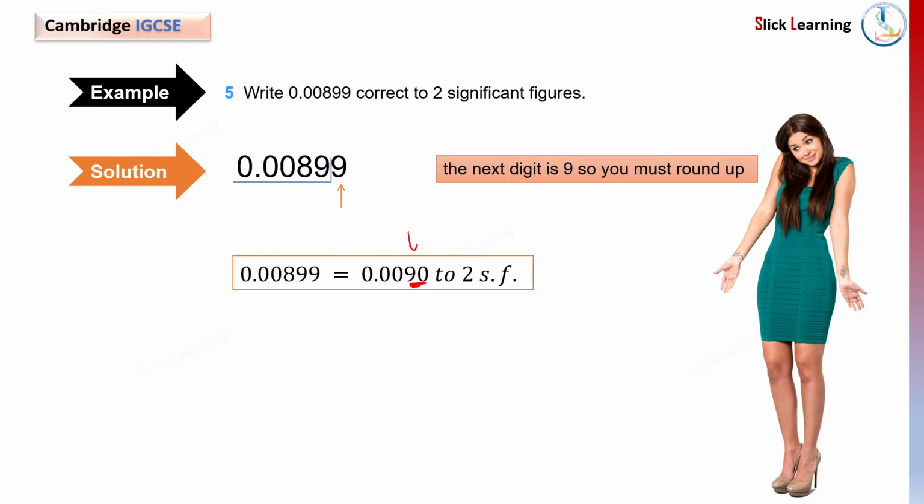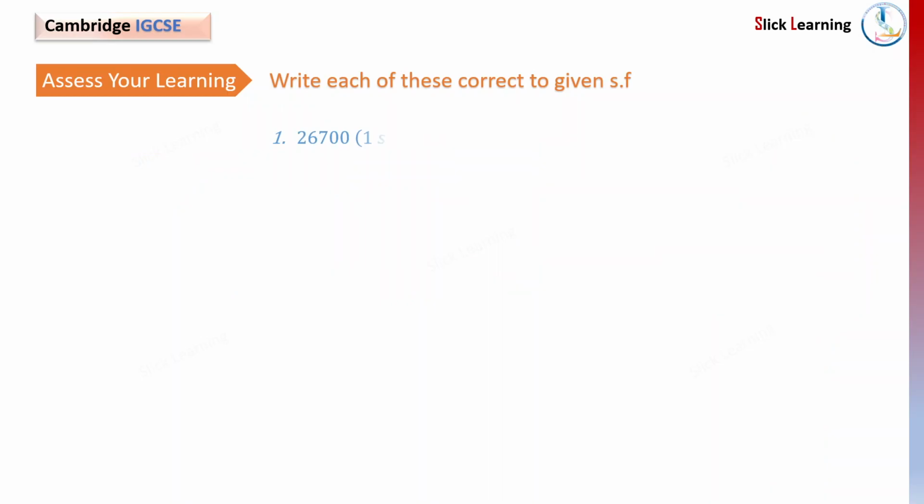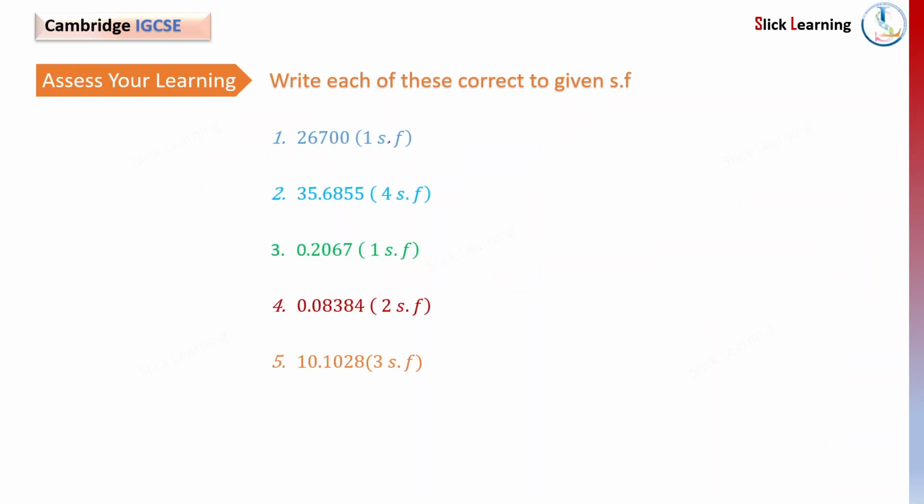So this is the end of the significant figure concepts. Here we have some examples or exercise questions with which you can assess your learning so far. You can solve them, and in the brackets it's mentioned up to how many significant figures you need to give your answer. So you can try it by yourself. You may pause the video to solve these questions.